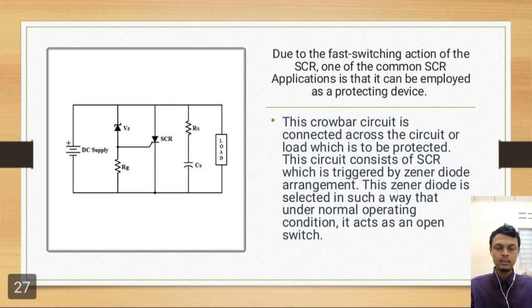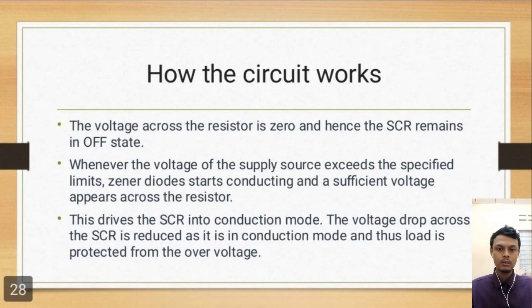The Zener diode is selected in such a way that under normal operating conditions it acts as an open switch. How the circuit works: the voltage across the resistor is 0 and hence the SCR remains in the off state. Whenever the voltage of the supply source exceeds the specified limit, the diode starts conducting and a sufficient voltage appears across the resistor, driving the SCR into conduction mode. The voltage drop across the SCR is reduced as it is in conduction mode, and thus the load is protected from over voltage.